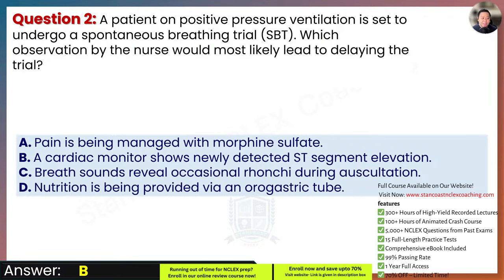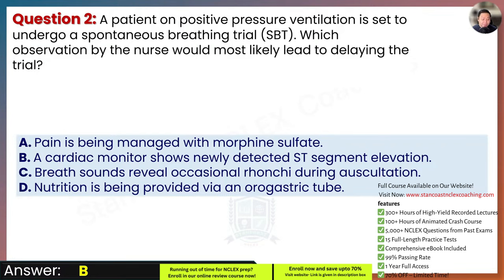Now, what about letter A? Pain is being managed with morphine sulfate. Well, managing pain with morphine isn't a reason to automatically delay weaning. We know that opioids can cause respiratory depression, but proper dosing and monitoring can ensure that pain control supports rather than interferes with spontaneous breathing efforts.